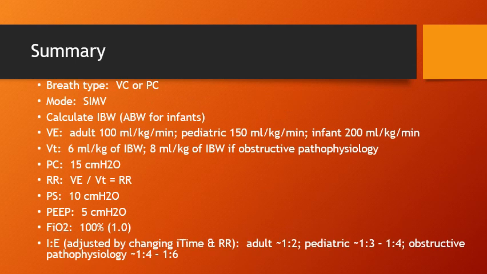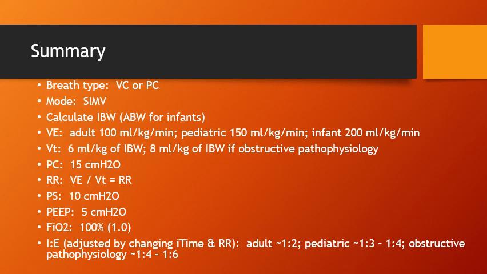So this slide is just a summary of all the settings we've talked about in this section. Just to review those, the first setting that we look at when initiating a patient on mechanical ventilation is our breath type. So we're going to choose volume control or pressure control, VC or PC. Our mode in the pre-hospital and transport environment should almost exclusively be SIMV, or synchronized intermittent mandatory ventilation.